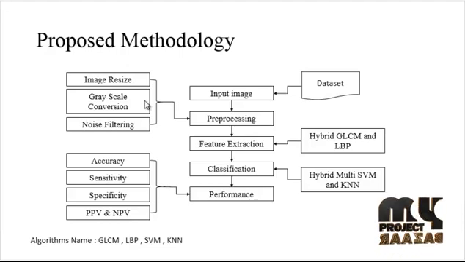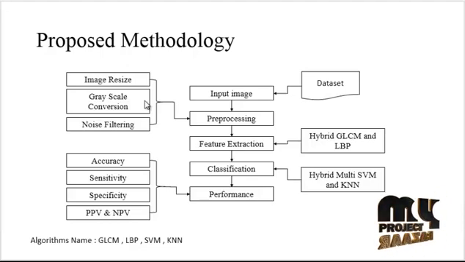In this classification step we have two kinds of classifiers which will be hybridized together: one is the multi-SVM and the other one is the KNN classifier. We are hybridizing these two classifiers to generate the new classification report. The classification report tells whether the input is normal or affected.